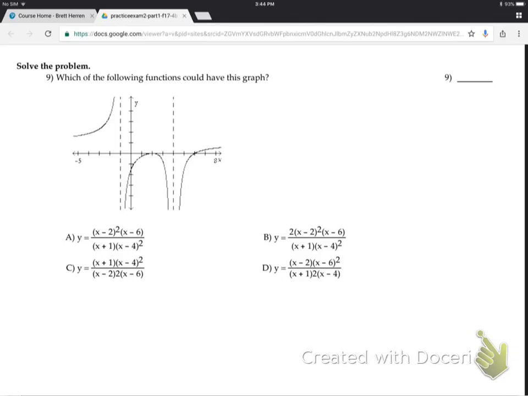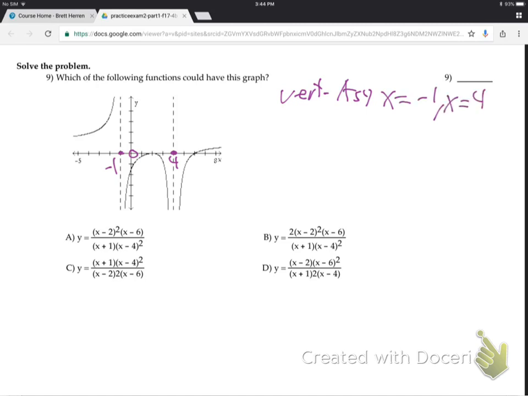Okay, here's number 9. How are we going to do this one? Well, same kind of issue. We have vertical asymptotes. This is at negative 1, and this looks like here's 0 right here. Is that 4? So at negative 1 and 4, there's vertical asymptotes. So vertical asymptotes at x is negative 1 and x is 4.